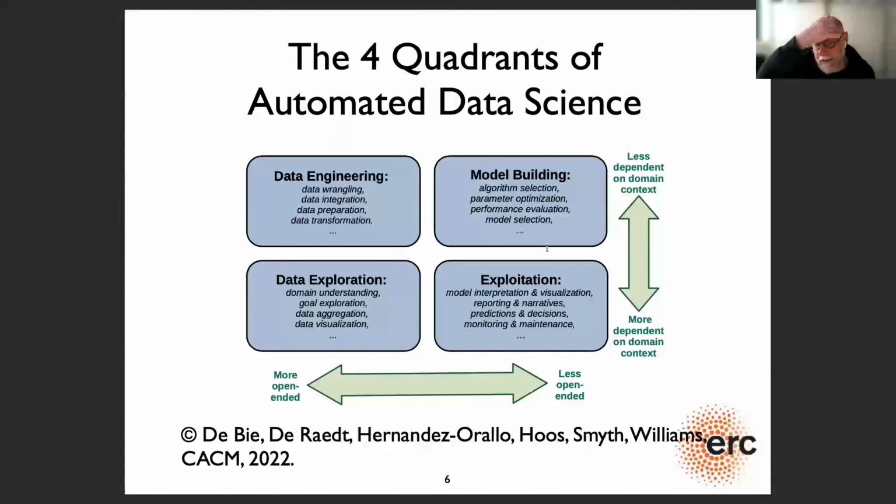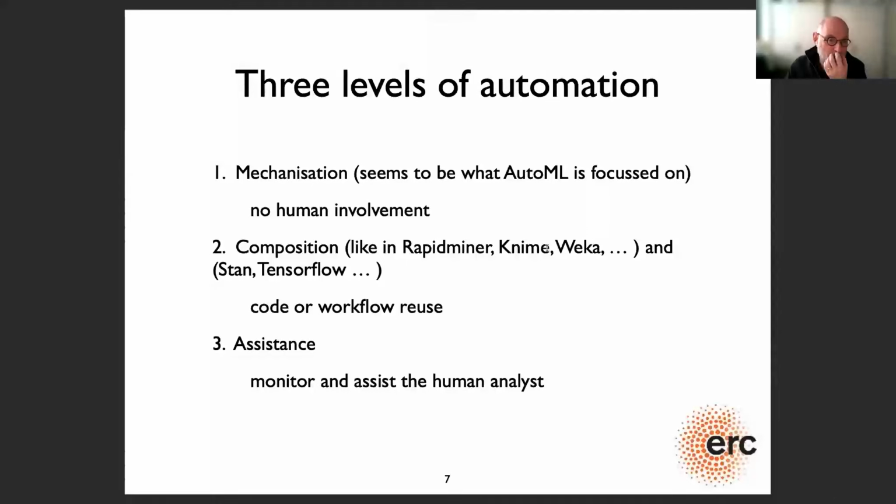And it already indicates that certain tasks are going to be harder and easier to automate. On this picture, it's clear that model building, which doesn't rely on the domain context and which is kind of less open-ended, is kind of the easiest to automate, whereas data exploration, which is very open-ended and which relies a lot on the domain context, is going to be very, very hard to automate. So let me go through these 4 quadrants in just a couple of slides.